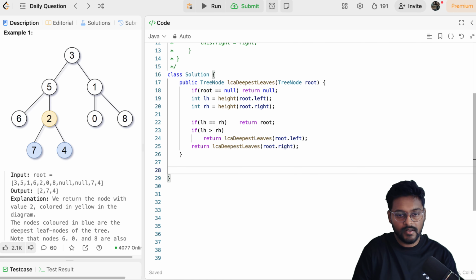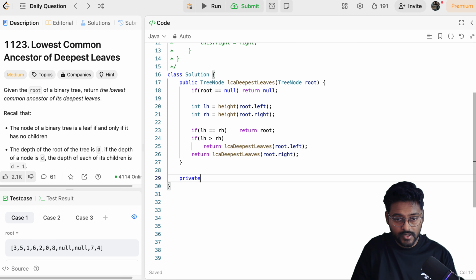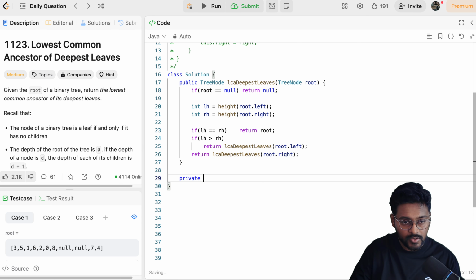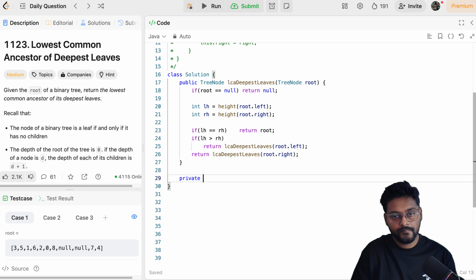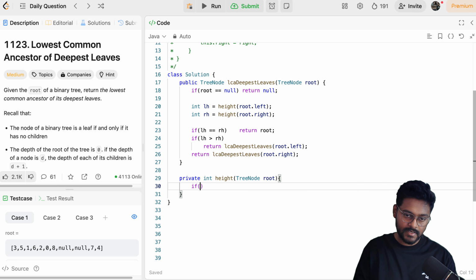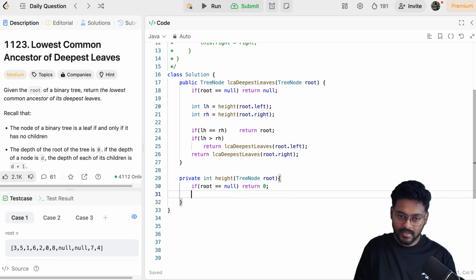And what is this height? Now we have to write the height function. Height function is going to give me the height of whatever root we are passing. Private int height, and it is going to take a parameter as a root. What is the edge case here? If root is equal to null, any left or right subtree of any leaf, in that case the height is 0.